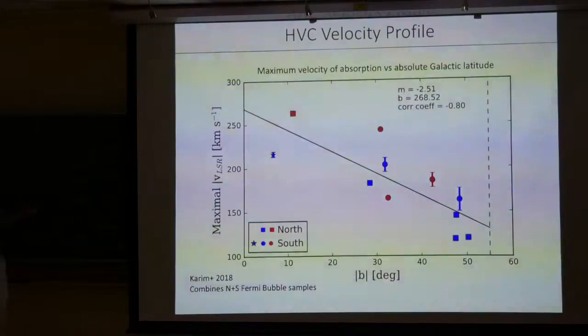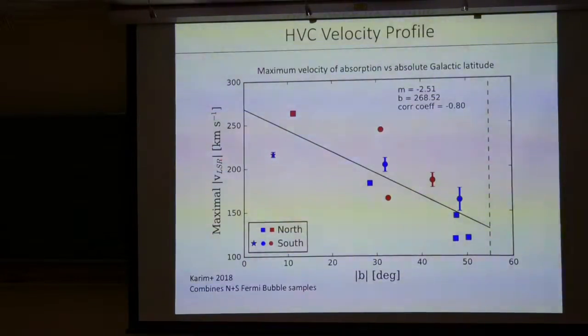Now, we've seen a profile in the velocities of the clouds, and we see this both in the north and the south. So if we take the component velocity where we see these absorbers, and you look at the maximum velocity, so let's say there's two components in one sightline, you take the maximum velocity. In both the north and the south, this shows a declining trend with latitude, right? So here, which way around is it? The north is the squares, the south is the circles.